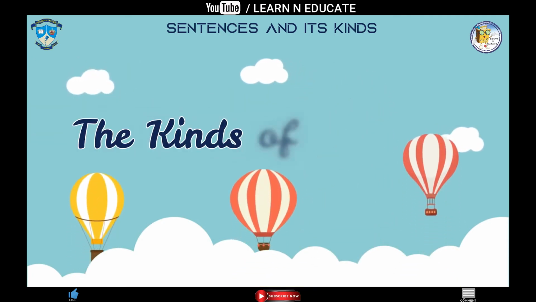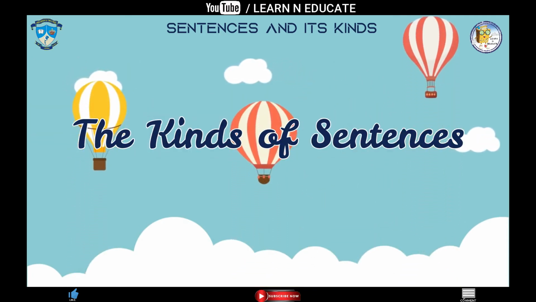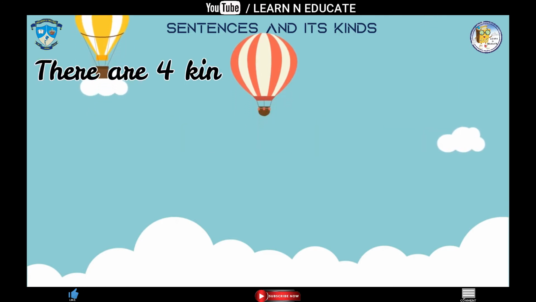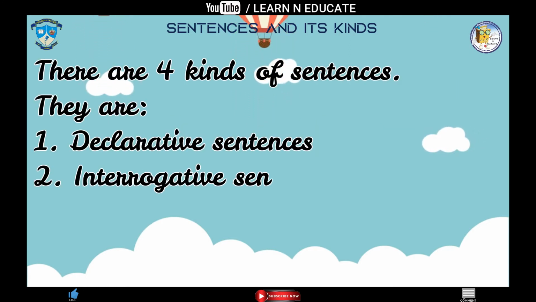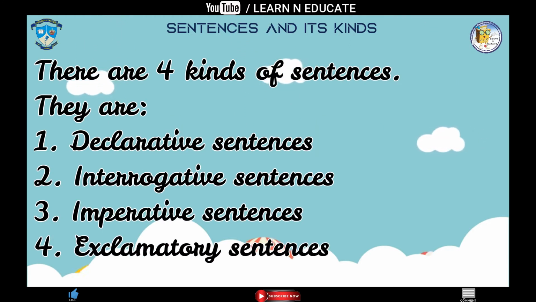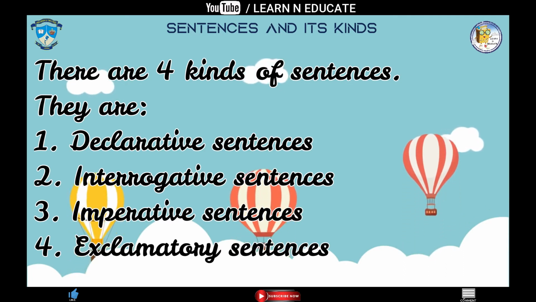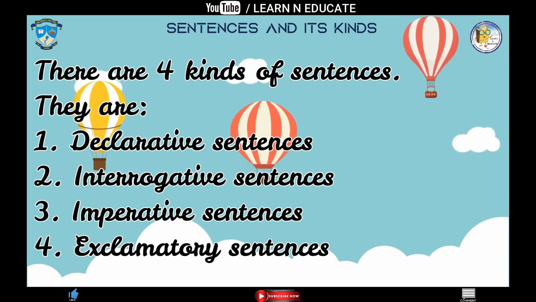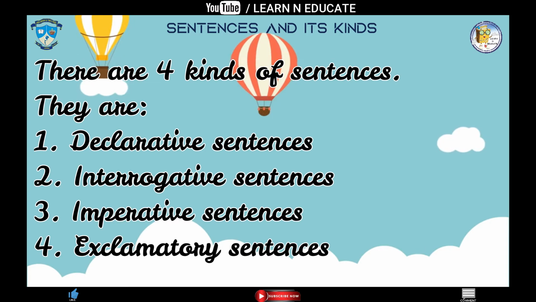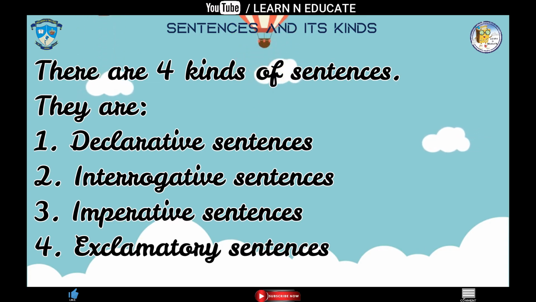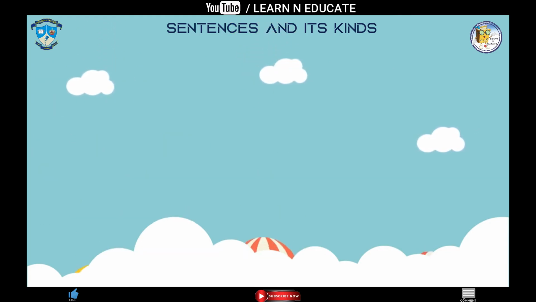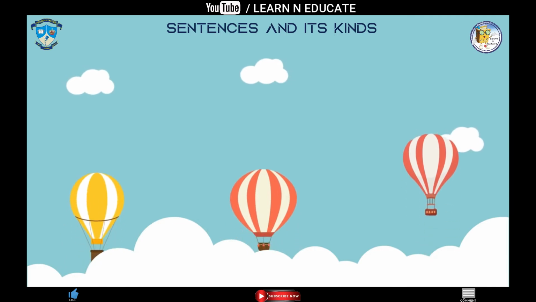Now, let's see the kinds of sentences. There are 4 kinds of sentences. They are declarative sentences, interrogative sentences, imperative sentences, and exclamatory sentences. Let's learn about these sentences one by one.